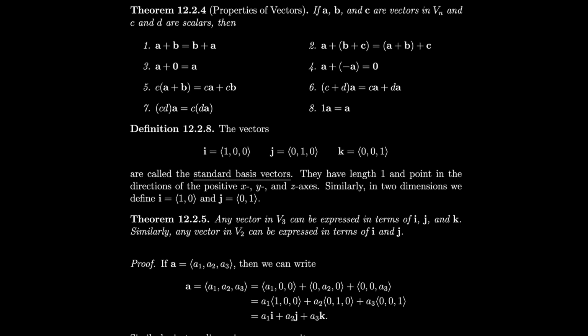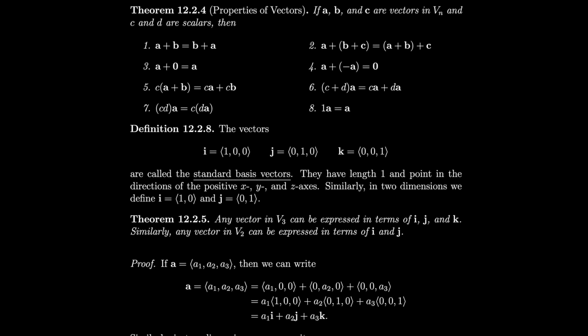So a plus b is equal to b plus a. We have commutativity. a plus b plus c equals a plus b plus c. We have associativity. a plus 0 equals a. 0 is our additive identity. And then a plus minus a equals 0. We have an additive inverse of minus a.